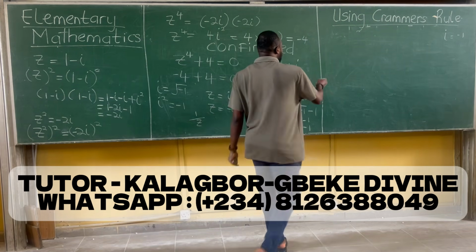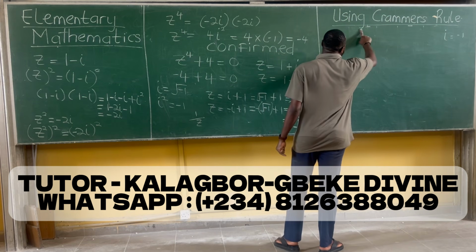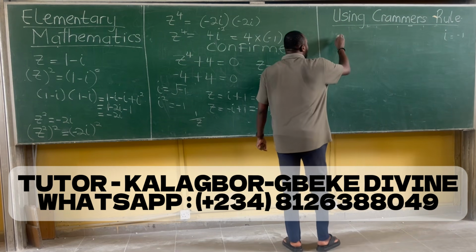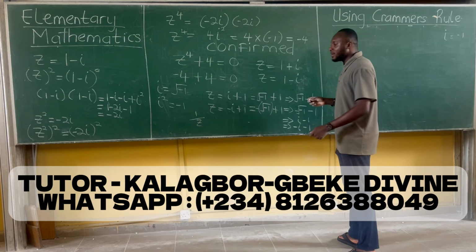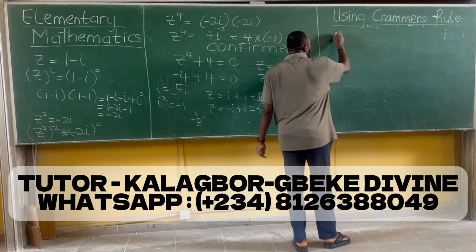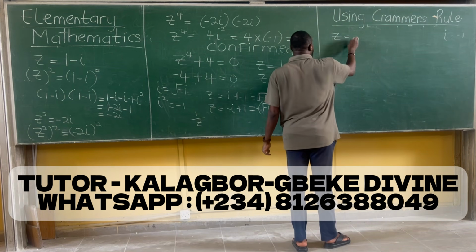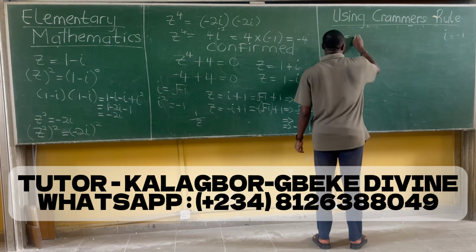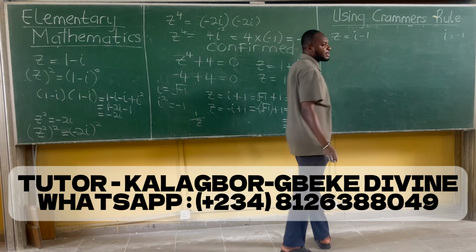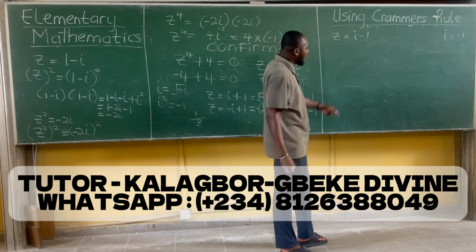So now what? Follow me. Look up. Don't stop writing. I'll give you time to write. Stop writing. Whereas z is equal to what? i minus 1, right? z is equal to i minus 1.